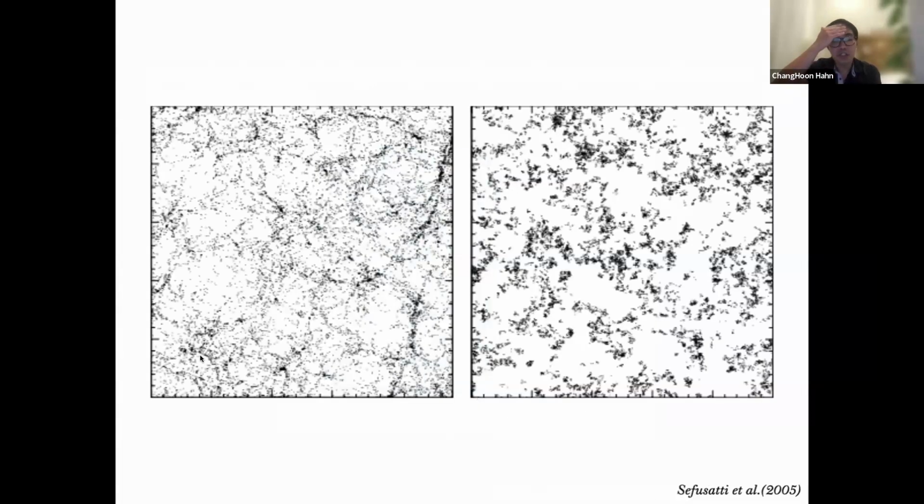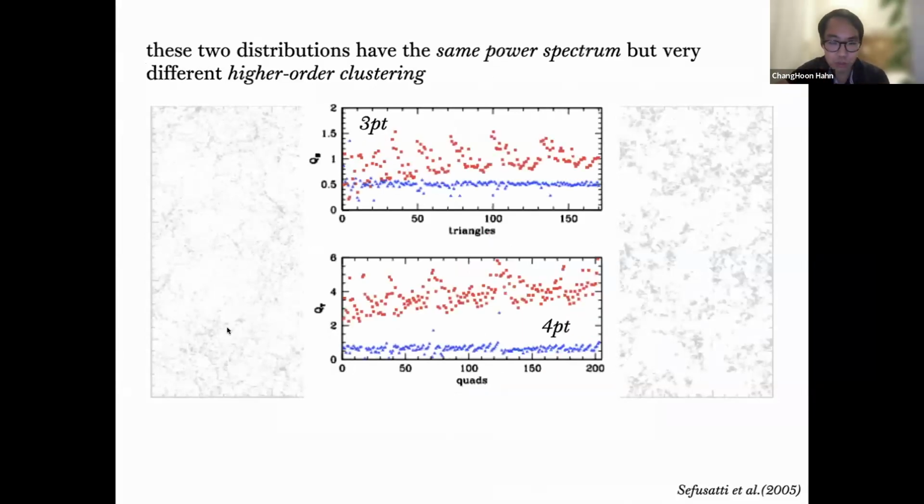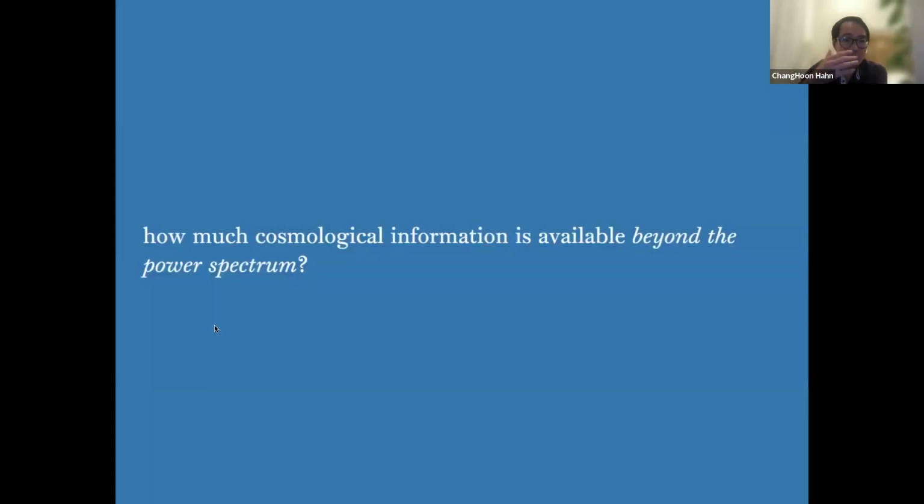So this is a nice illustration that I always like to show. This is by Emiliano Sefusatti. Here are 2 distributions that by eye are completely different from each other. But if you were to look at their power spectrum, you'd find that they're nearly identical. Of course, if you look at any higher order clustering statistics, like the 3-point or the 4-point, which I'm sure was mentioned earlier, you would immediately notice significant differences between the 2 distributions. So the question still remains, how much cosmological information is available beyond the power spectrum?